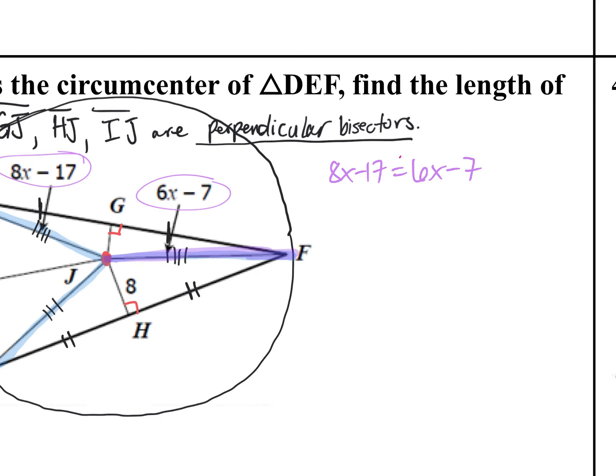All right, so I'm going to solve for x here. I'm going to subtract both sides by 6x. Now I'm going to get 2x minus 17 equals negative 7.